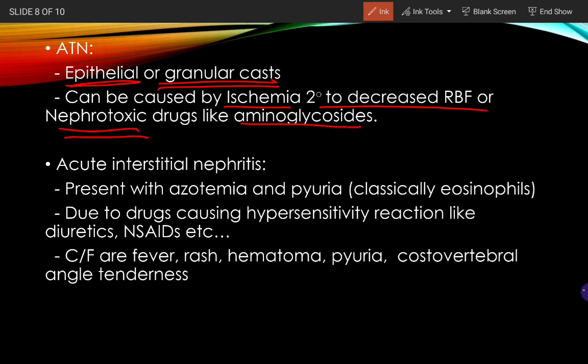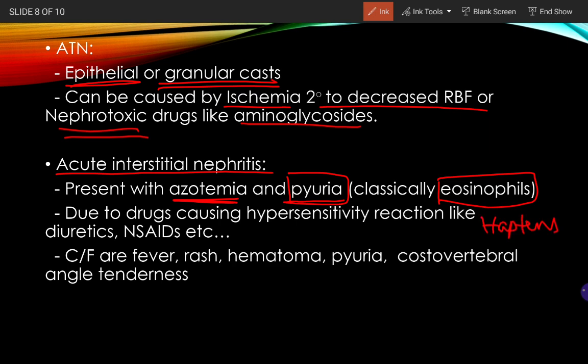The next one is acute interstitial nephritis. This is damage to the interstitium of your kidney rather than your tubules. Here the patients present with azotemia because the kidney function is not being carried out properly, and also with pyuria because there's infection and inflammation of your interstitium, so you will see eosinophils on microscopy. This can be due to any drugs which cause a hypersensitivity reaction, and these drugs act like haptens. They can be anything like diuretics or NSAIDs.